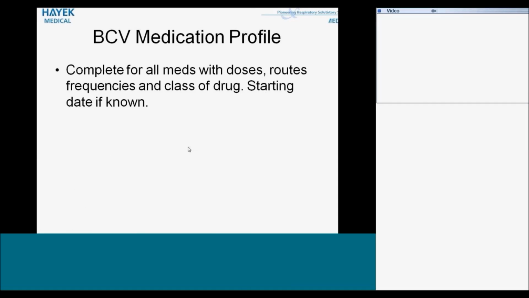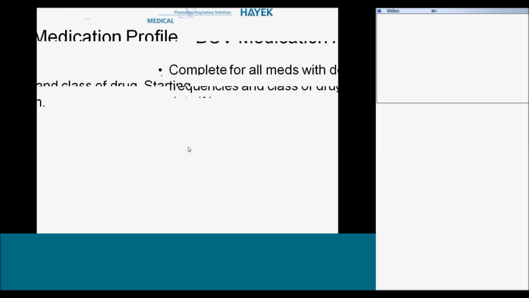Okay, and then medication profile is another document that gets completed. You want to complete for all meds and doses, routes, frequencies, and class of drug. And if you can determine, sometimes you can't because nobody knows, but if you can, determine the starting date, put that in. And here's an example of a medication list. Anytime there's reviews or revisions with follow-ups, this can be accessed, and then you can alter, change, and update for whatever the current medication list is.